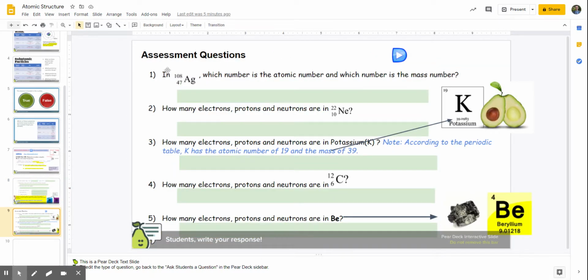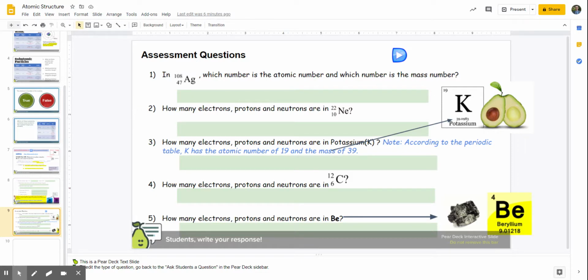Okay. Let's go over number 1 for our assessment questions. In the silver atom, Ag is an atomic symbol for silver. Which number is the atomic number and which number is the mass number? Okay, so the atomic number is the lower one here, which is the number of protons, and the mass number is the one up top, which is the number of protons plus the number of neutrons.